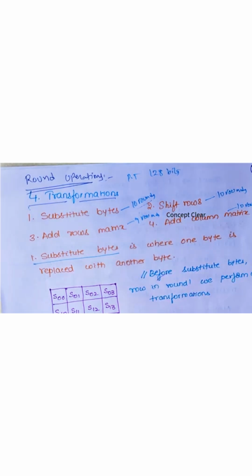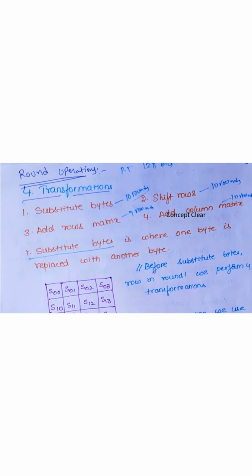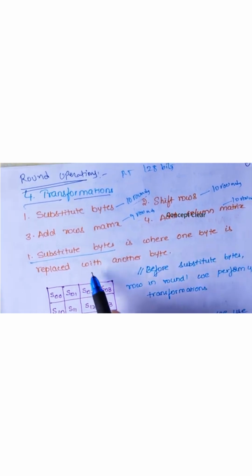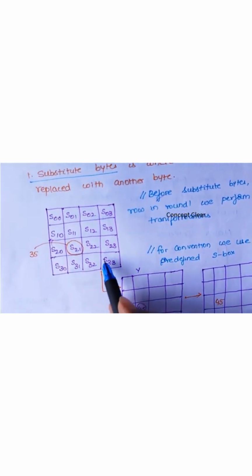Okay, what is substitute bytes? What is the first transformation? Substitute bytes, where one byte is replaced with another byte. For example, see here, this is a 4 into 4 matrix. Assume this is the 4 into 4.